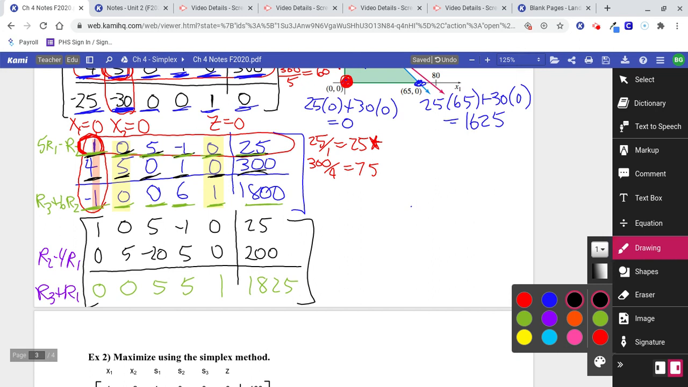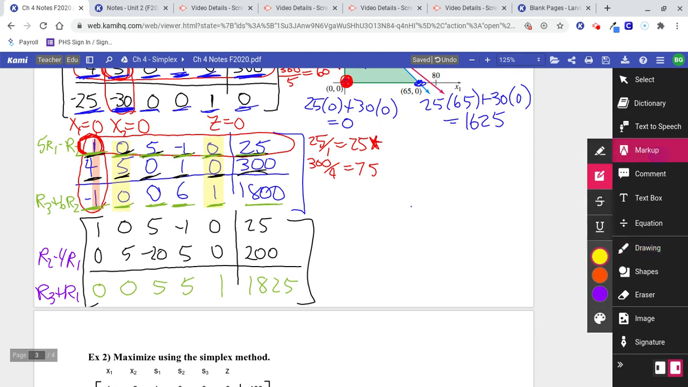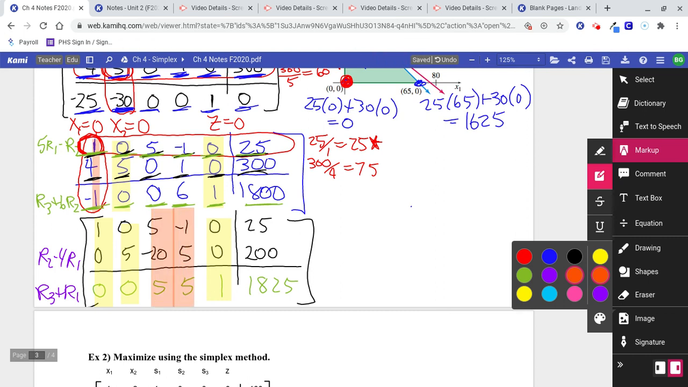Okay, but notice your bottom row doesn't contain any negatives. I don't care about negatives in general. These negatives are fine. I'm looking at the bottom row. The indicators are all non-negative, so I know I've reached the optimal solution. Specifically, look at your variables. I see basic variables here and here and here. I see non-basic variables here and here.